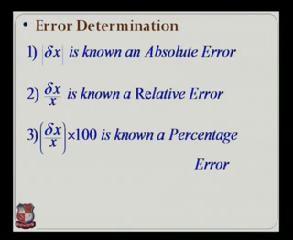First one, modulus of delta x, that is absolute error. Second, delta x by x, that is known as relative error, and third, delta x by x multiplied by 100 is known as percentage error.